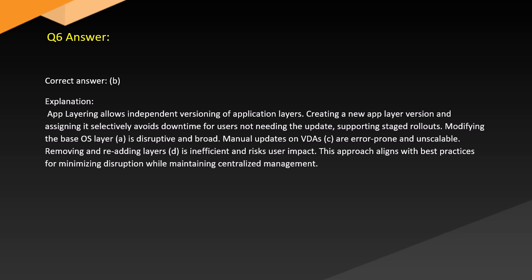Creating a new app layer version and assigning it selectively avoids downtime for users not needing the update, supporting staged rollouts. Modifying the base OS layer (A) is disruptive and broad. Manual updates on VDAs (C) are error-prone and unscalable. Removing and re-adding layers (D) is inefficient and risks user impact. This approach is best practice for minimizing disruption while maintaining centralized management.